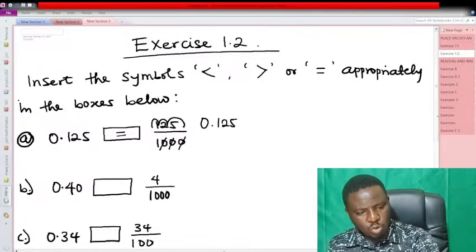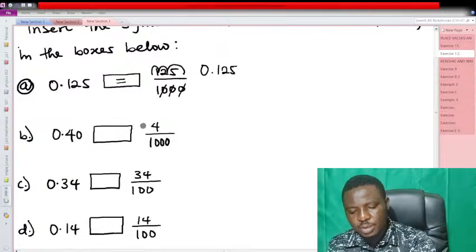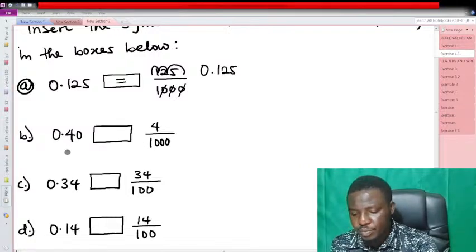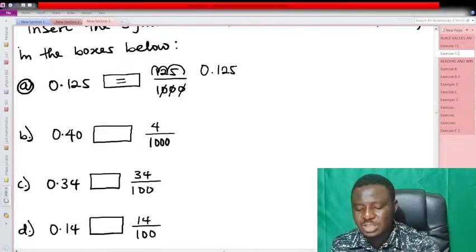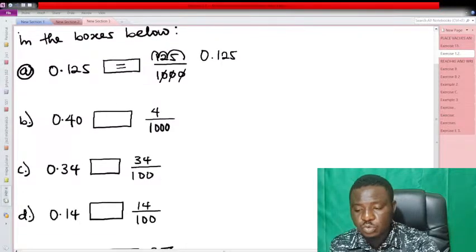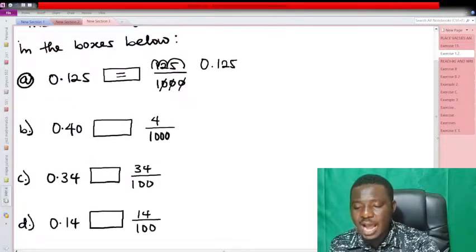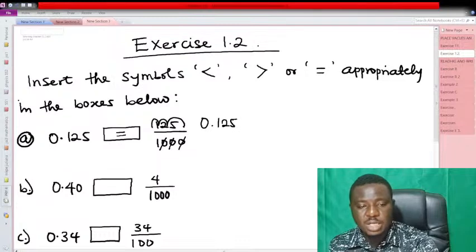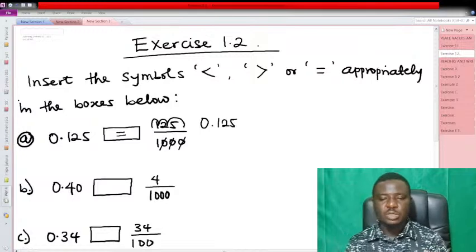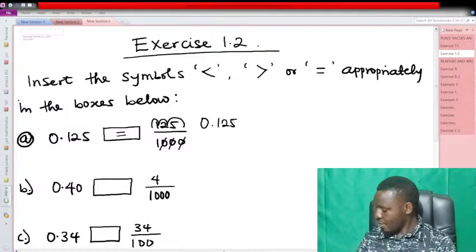Same thing you do, convert this from proper fraction to decimal fraction to see if it will be equal. Okay, and then you give the relationship. That is what is expected of you to do. So do the same for all and submit. Now you can use your phone to snap it and then, okay, I'm going to send it to you. I'm going to send a soft copy to you, which you will then solve and submit tomorrow. Raphael, is that okay?